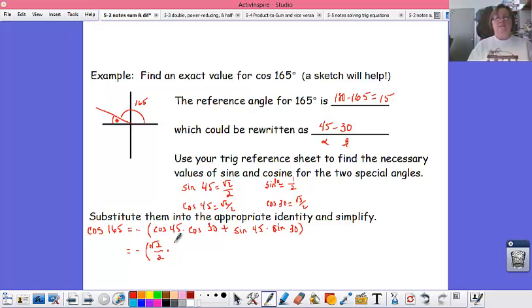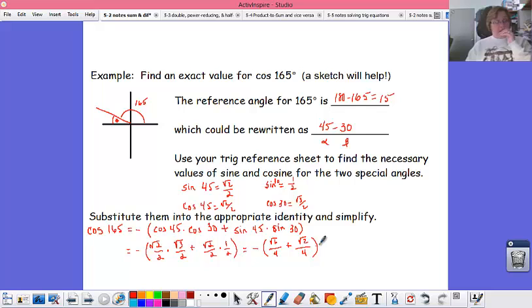Cosine of 30 is the square root of 3 over 2. Then it's a plus sign, and we're talking the sine of 45, which is root 2 over 2, times the sine of 30, which is 1/2. Now, that's just some ugly fractions, but they are just fractions. That would give us the negative of, and when you're multiplying fractions, it's top times top. Root 2 times root 3 is root 6. Bottom times bottom is 4. We have a plus sign in here. And then it's root 2 times 1, or root 2, over 2 times 2, 4.